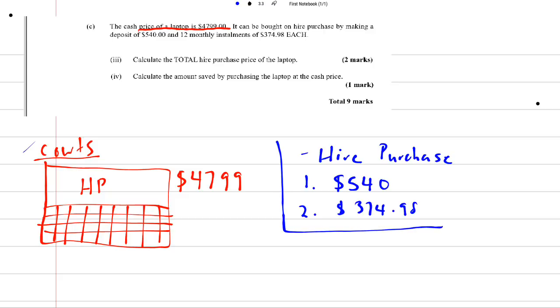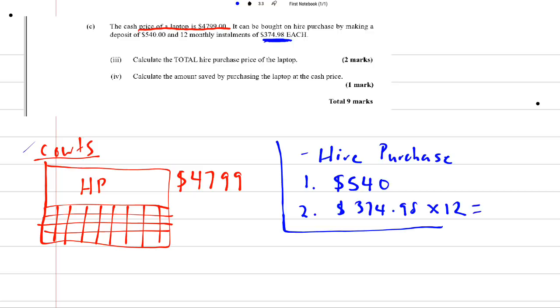All right, so we said you make 12 monthly installments. What is 12 monthly installments of $374.98? Forget about installments and all the jargon. Basically, every month out of your check when you get paid, you have to give them $374.98 for a year. So how much is that?